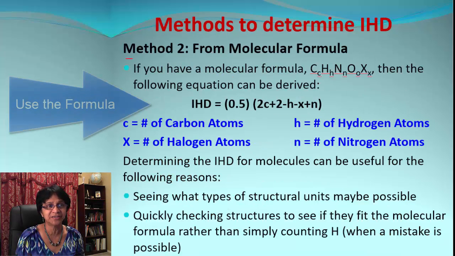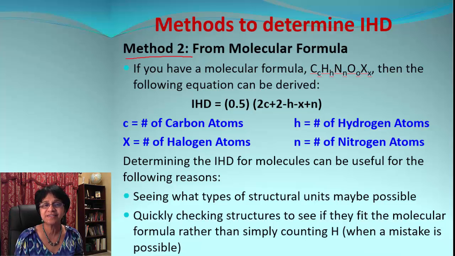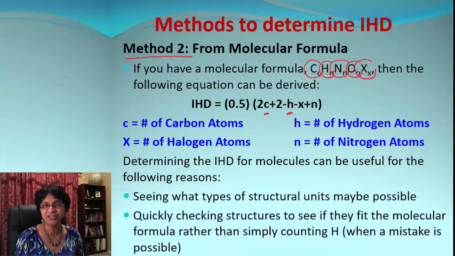Now here is method 2, and this works well if you have large molecules. Instead of drawing the structure and counting the rings and double bonds, we can simply use the molecular formula. If your formula has carbon, hydrogen, nitrogen, oxygen, and halogen atoms, IHD equals 0.5 times (2C + 2 - H - X + N), where C is the number of carbon atoms, H is the number of hydrogen atoms, X is the number of halogen atoms, and N is the number of nitrogen atoms.